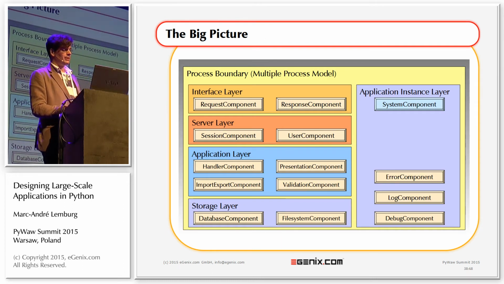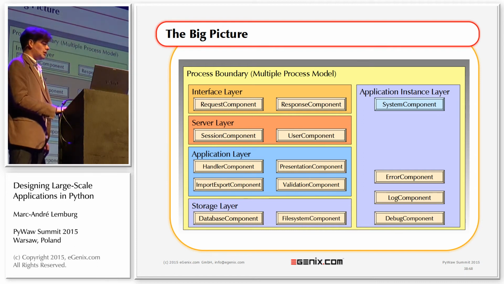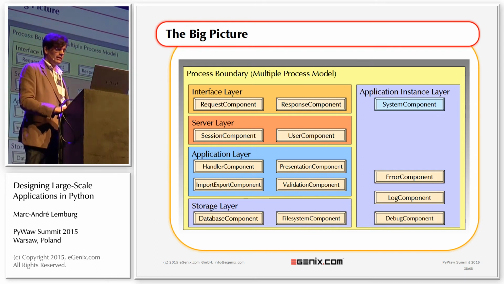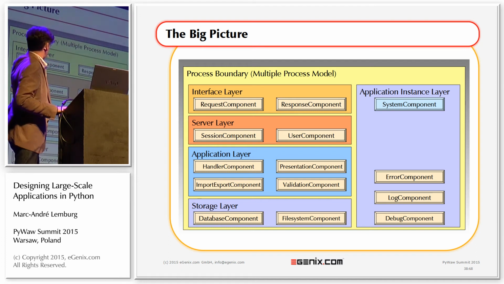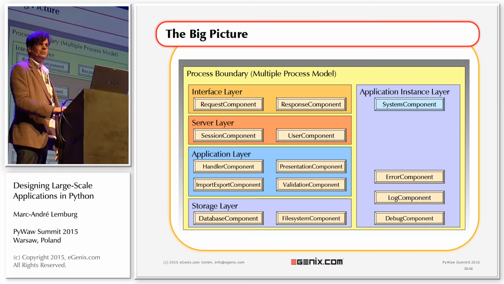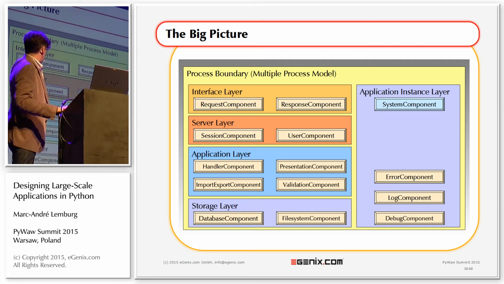So this is a big picture model of how such an application could look. You have the interface layer up here. You have two components. This is again for a typical web application server model. You have a request coming in, you have a response going out, so you have components for that. You have a server layer that takes care of the session management, user management. The application layer processes the requests coming in using a handler.